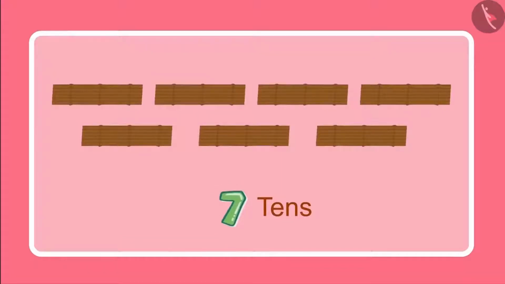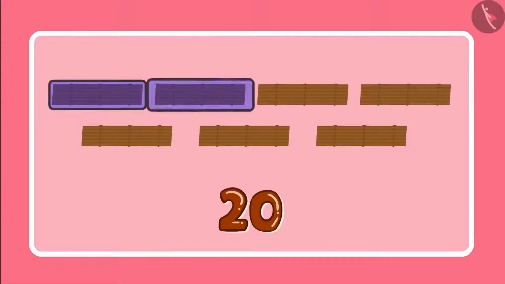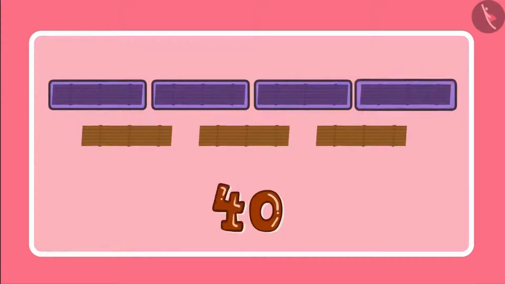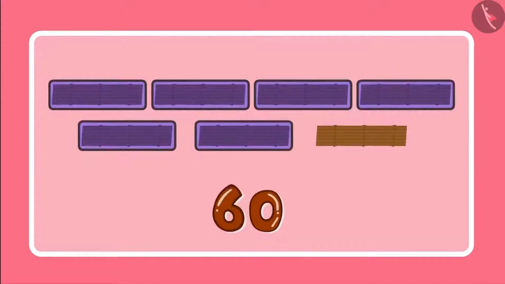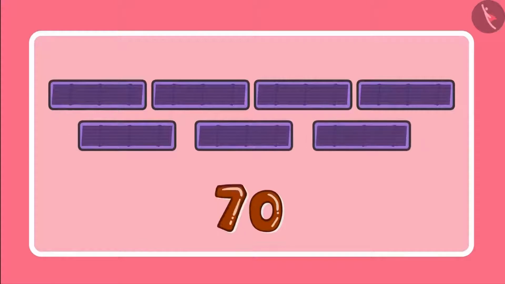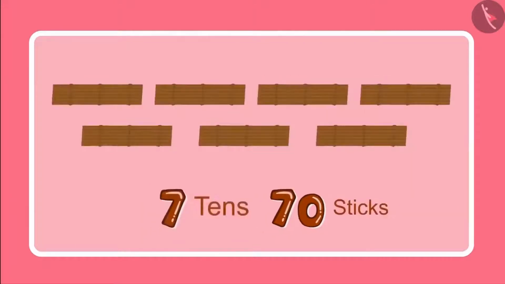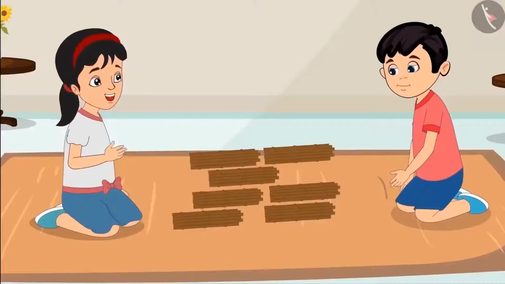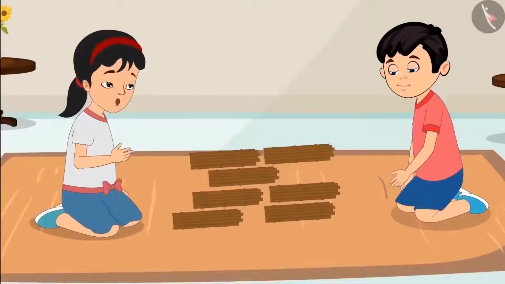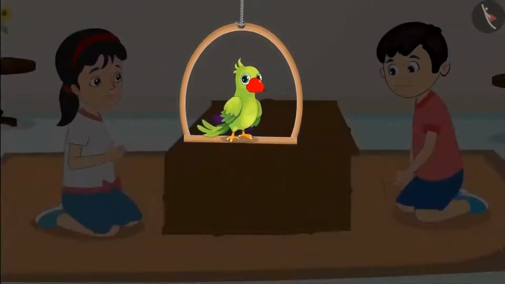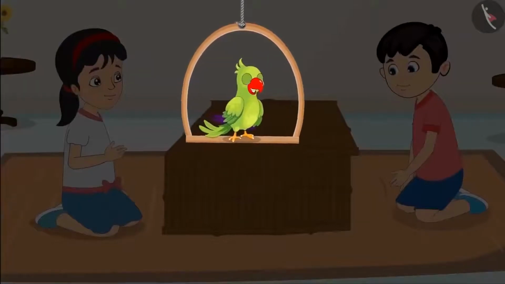Yes, Pinky, and 7 tens are 10, 20, 30, 40, 50, 60 and 70. So we have 70 sticks. Alright, Chotu, now let us build the house. Chotu and Pinky could not complete the house with 70 sticks. Let us see what they are doing now.